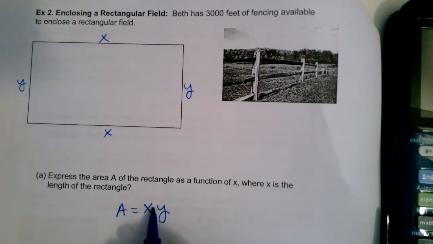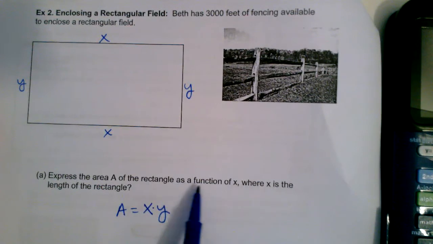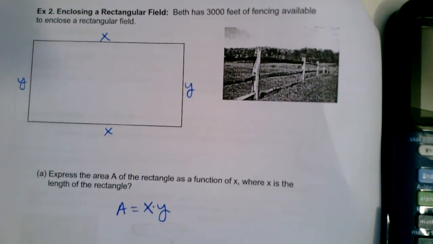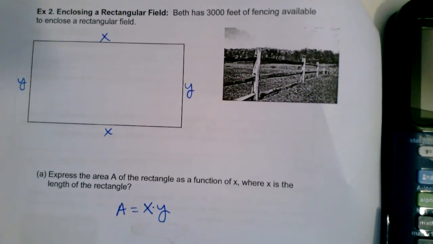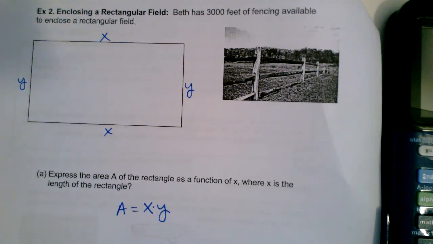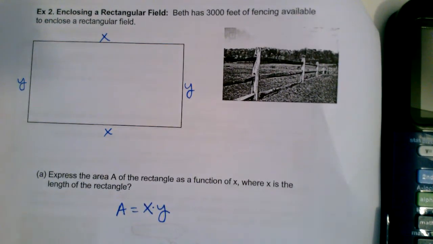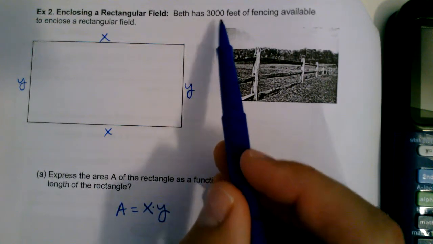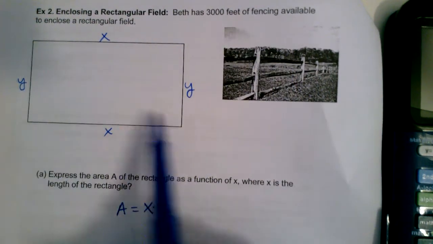Okay. Well, they want us to express this in terms of x. Right now, this is in terms of x and y. So this is where we go back to the idea from the first part: we need another equation. In example 1, they gave us that equation. Well, now in example 2, we have to come up with that equation from the information that they gave us. They talked about they have 3,000 feet of fencing available to enclose this.